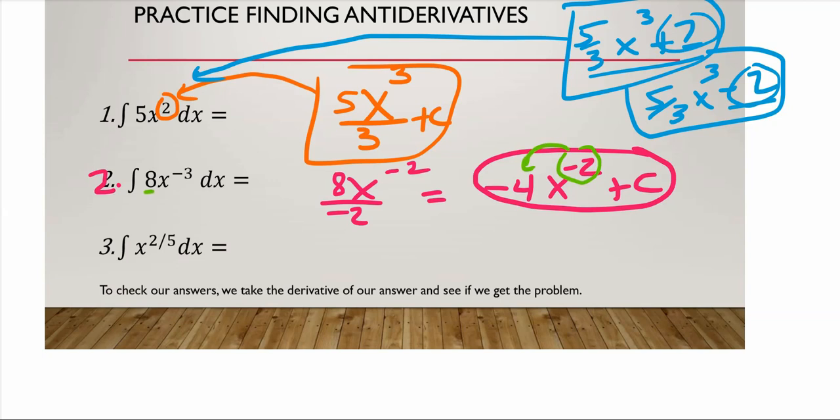That's going to give me positive 8. And then I subtract 1 from my power. Negative 2 minus 1 is negative 3. Yep, checks. And the derivative of any constant is 0. Perfect.